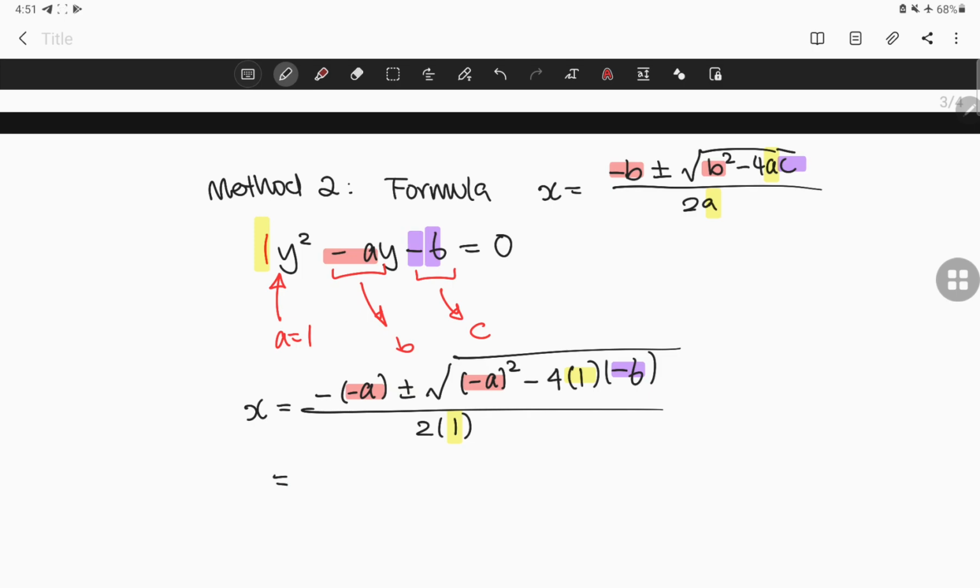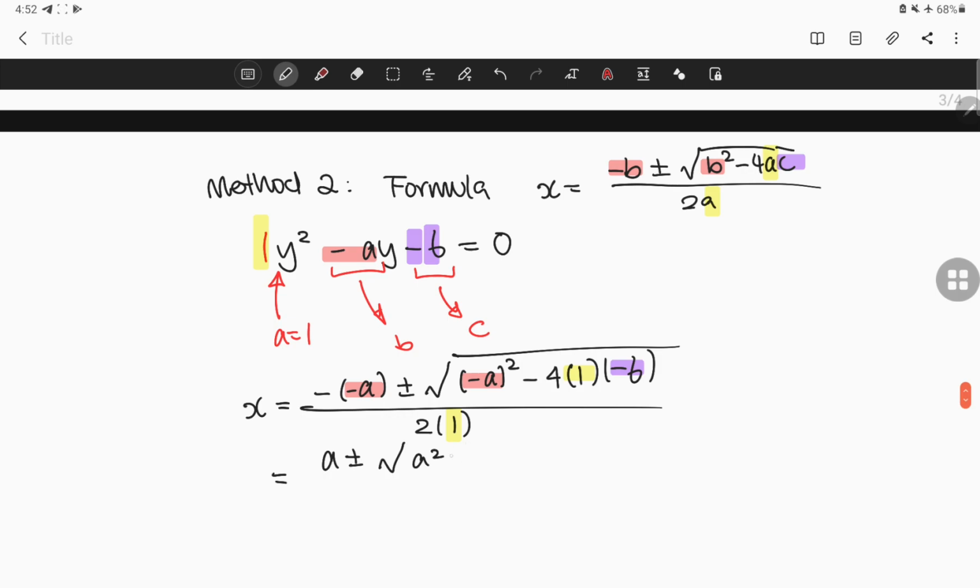So if we simplify this, negative multiplied by negative a would give me just positive a. Plus minus the square root of a squared, because negative a, the whole thing squared, is equal to positive a squared. Minus 4 multiplied by 1 multiplied by negative 6. If I key that into my calculator, I would get plus 24. And this whole thing is divided by 2. So there you go. Here is the second method to solve question 8.